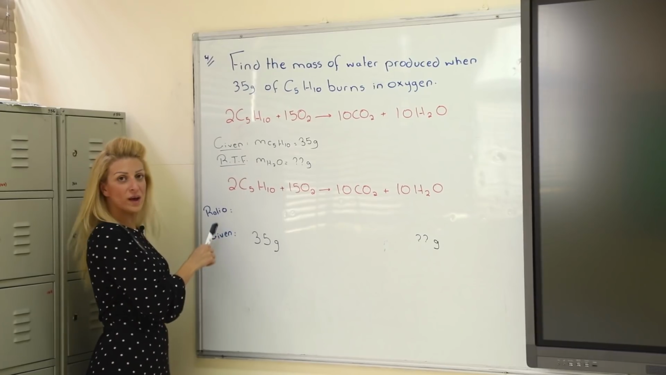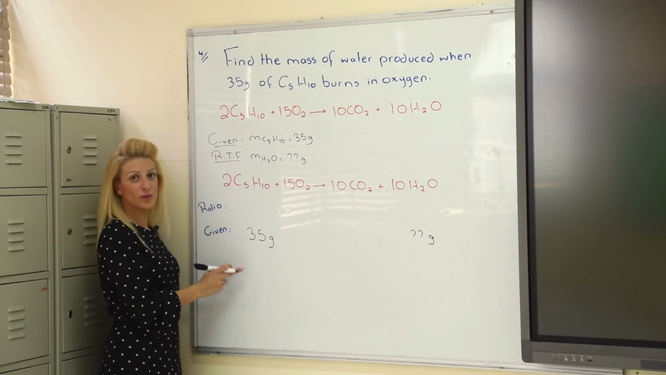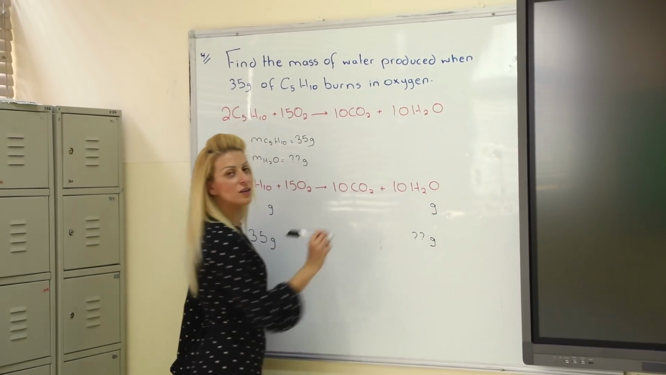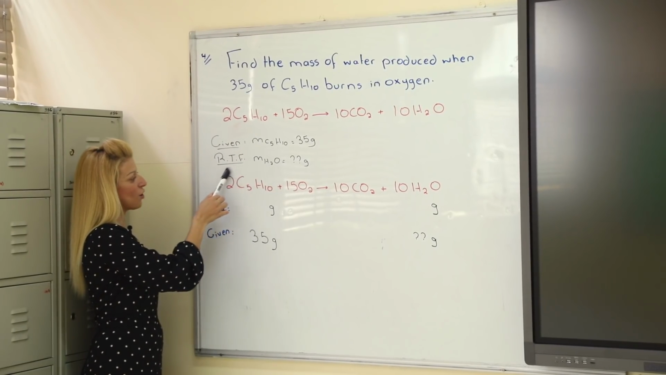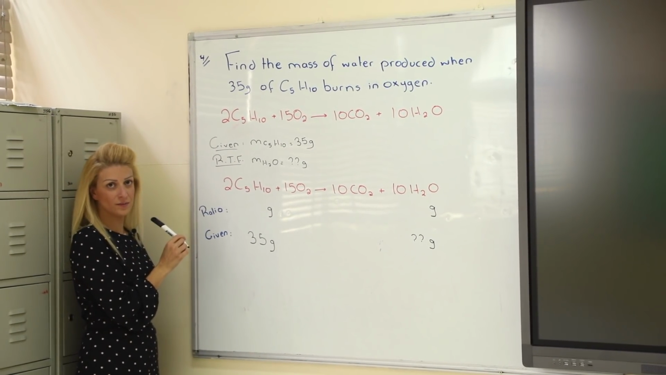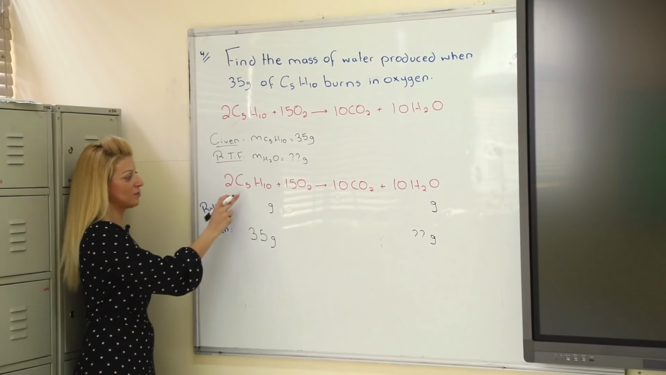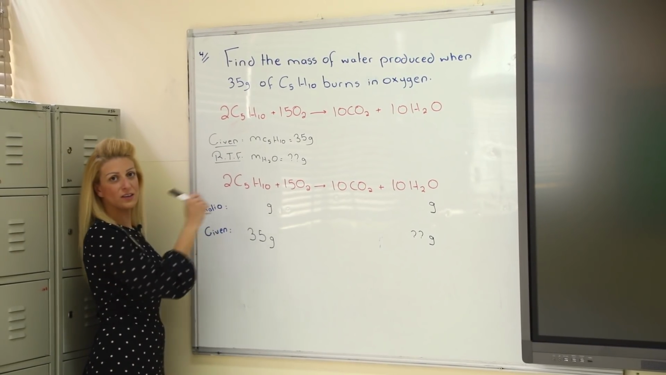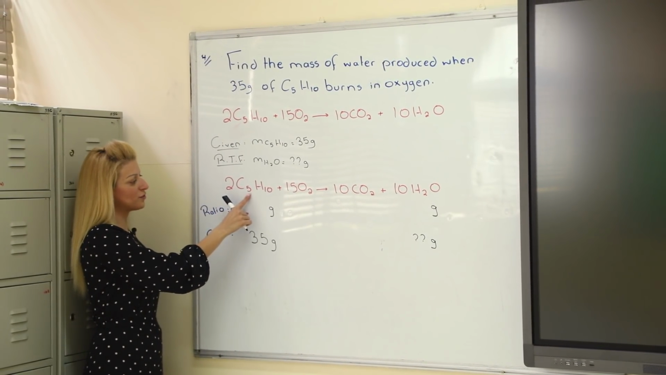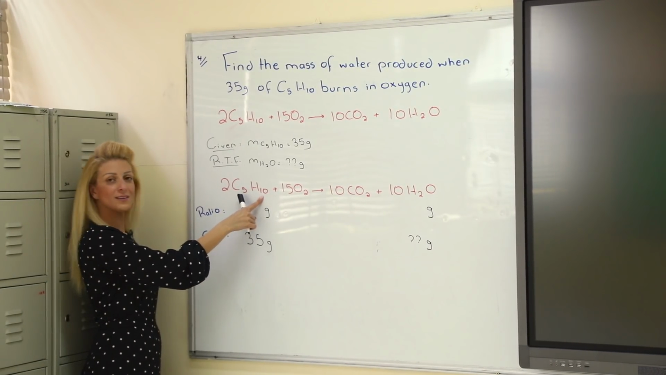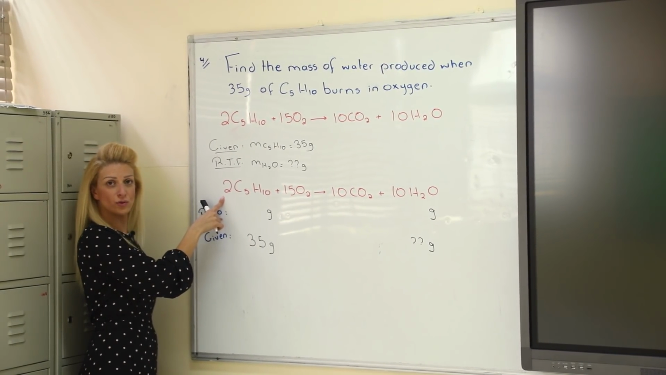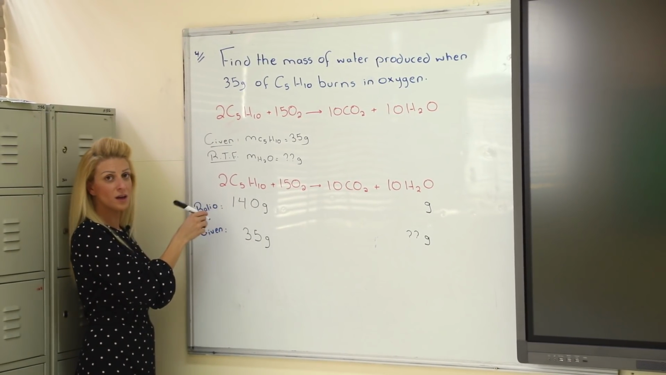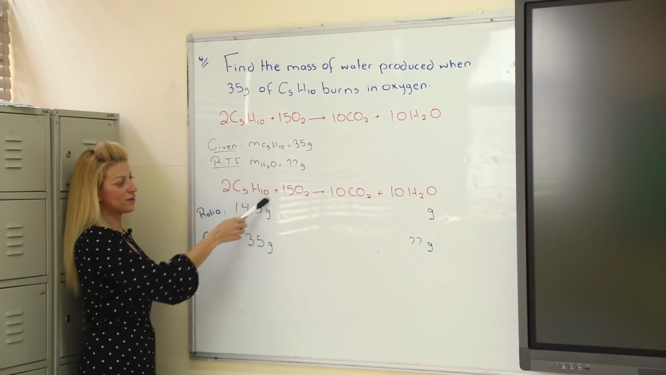We go to our equation and we write the ratio in the same units. So grams for C5H10 and grams for H2O. The mass of 2 C5H10s, if you go to the periodic table and you count, each C has a mass of 12. Each H has a mass of 1. So 12 times 5 is 60, plus 10, 70, times 2, 140. So you end up with 140 grams of 2 C5H10.